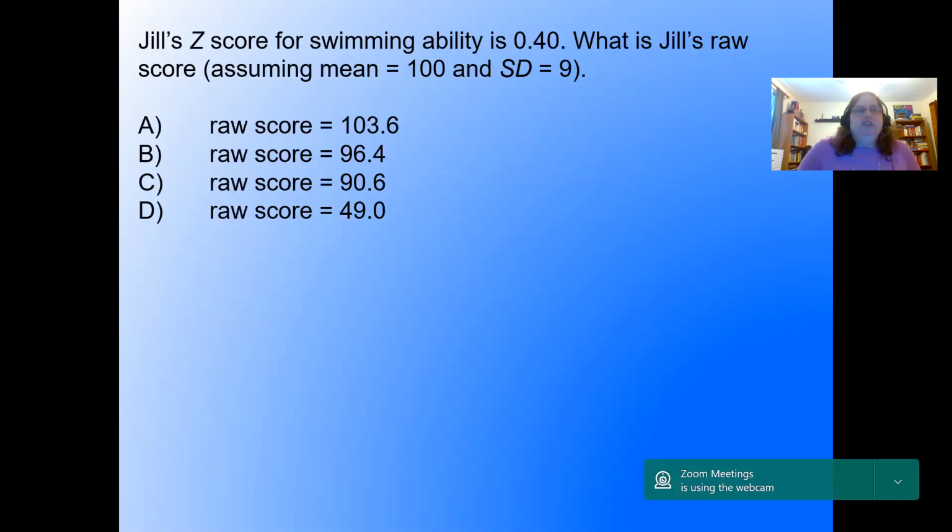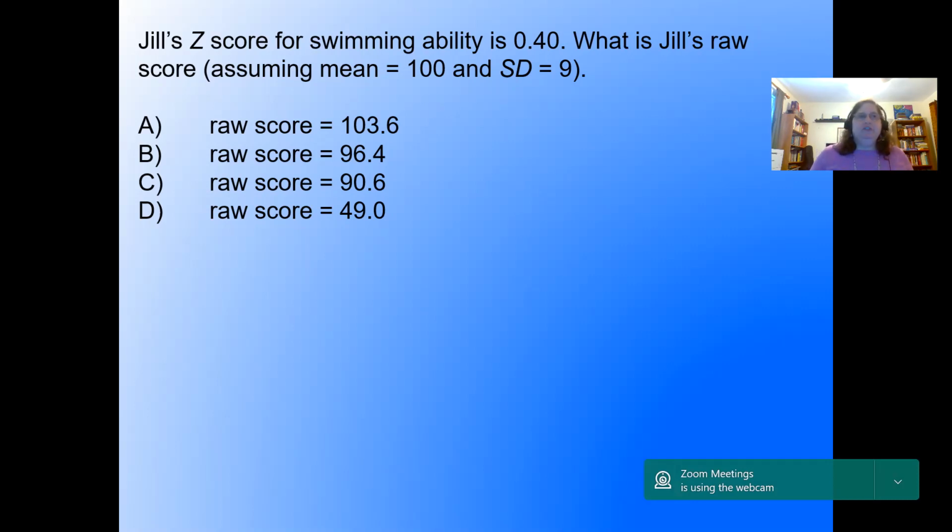Okay. Jill's Z-score for swimming ability is 0.40. What is Jill's raw score, assuming a mean of 100 and standard deviation of 9? So if you don't already have your formula sheet out, I'm going to recommend you pull it out for this particular example. Okay, so let's talk this one through. The answer was A, 103.6.